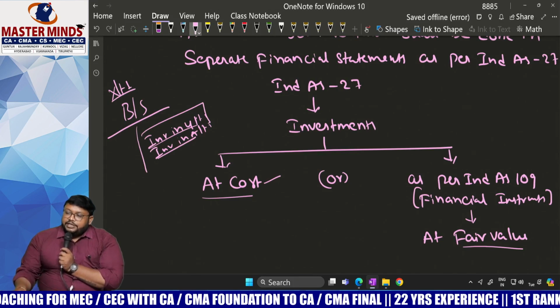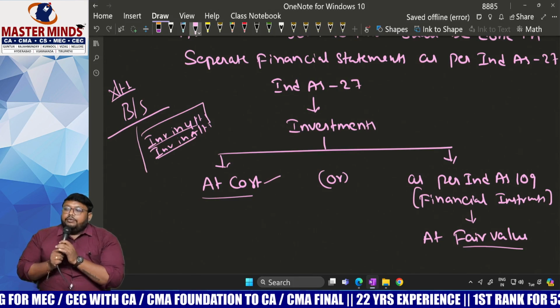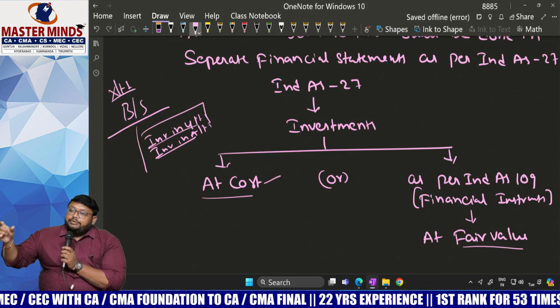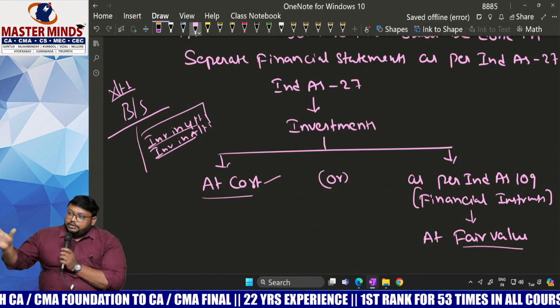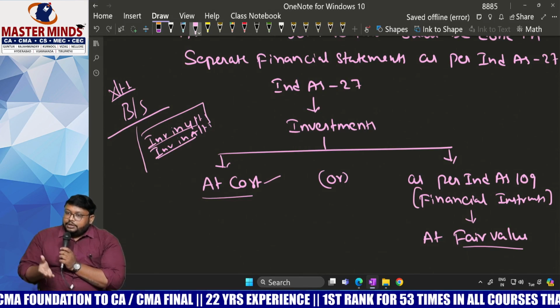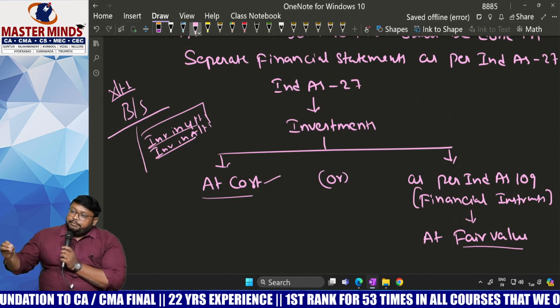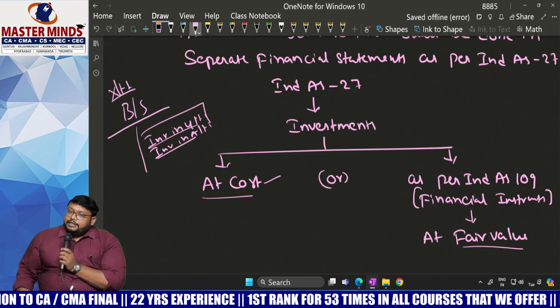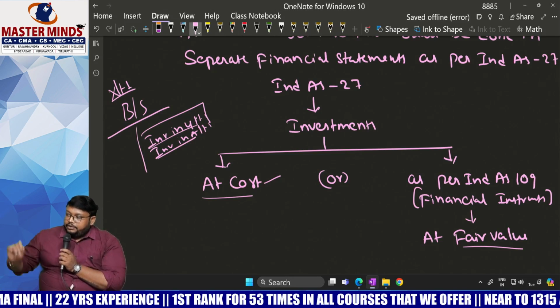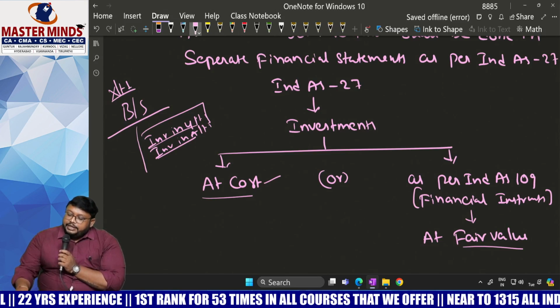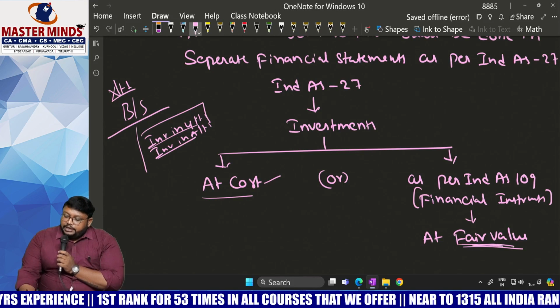What is the difference between cost value and fair value? When I make an investment, I purchase equity shares of another company. Each share is 100 rupees. I paid 100 rupees, then that is my cost, so I will write it at 100 rupees only. Now in the market, the price of that equity share moves from 100 to 110. That is the fair value. When we are following Ind AS 109, we will record it at fair value.